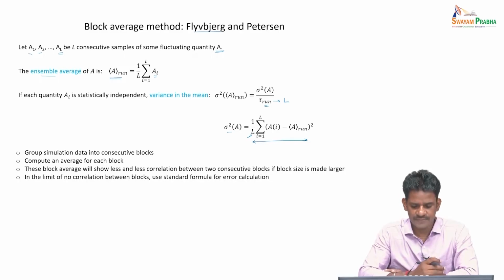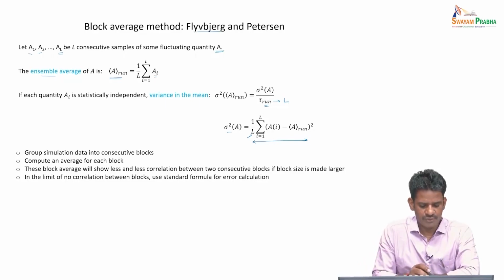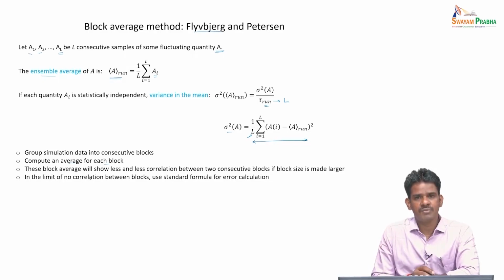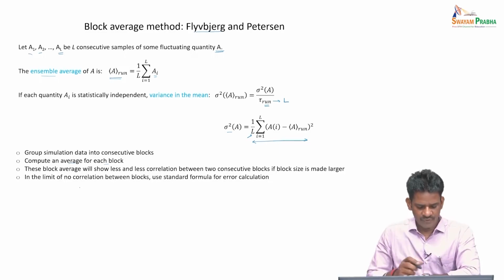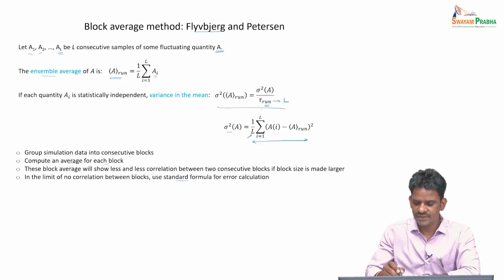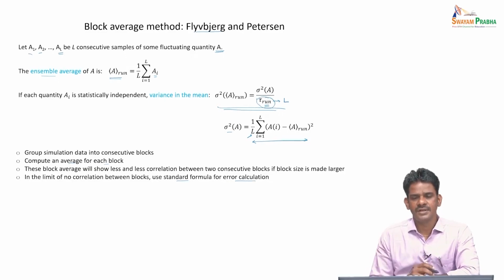The way this method works is, again you take this entire data set of L data points, and then we group them into consecutive blocks, and then we calculate the average for each block. As you continue this blocking operation, we will see that these block averages show less and less statistical correlation, and if the block size is made sufficiently large, we can see that all these data points would be uncorrelated. And when we are sure that there is no further correlation, then we can use the standard formula, which is this, to get the error calculation, provided that we know the block size.